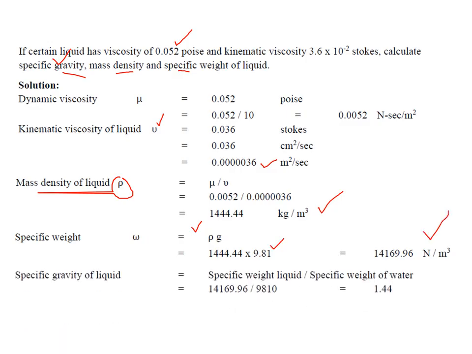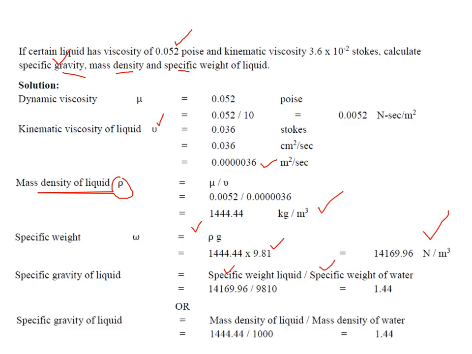Specific gravity is nothing but specific weight divided by specific weight of water. So I have taken specific weight divided by specific weight of water, and I got 1.44. Or you can also calculate from mass density: 1444.44 divided by 1000, which comes to 1.44. So these are very important problems where we make use of the basic definitions of the fluid properties.